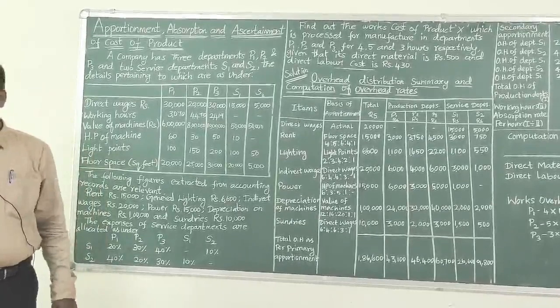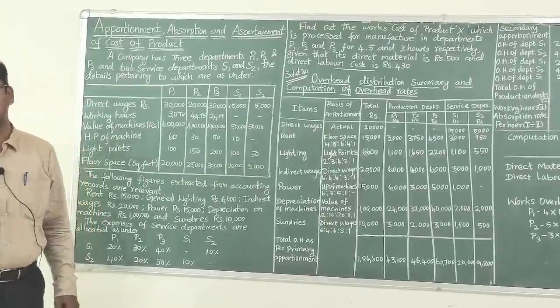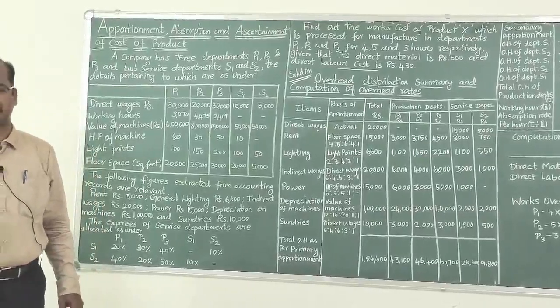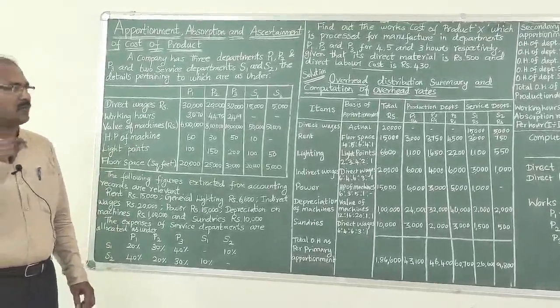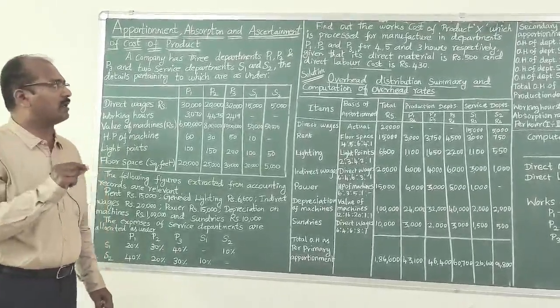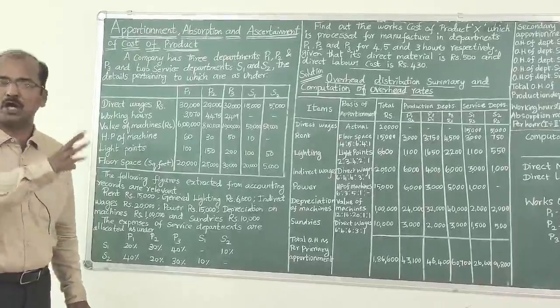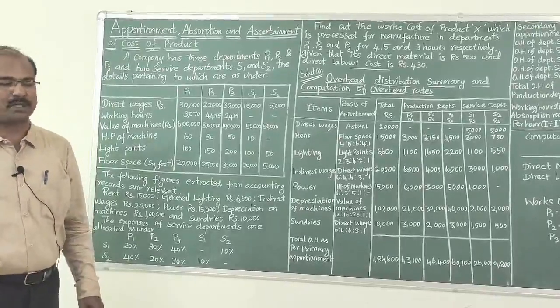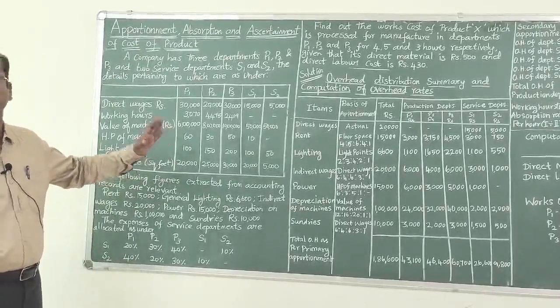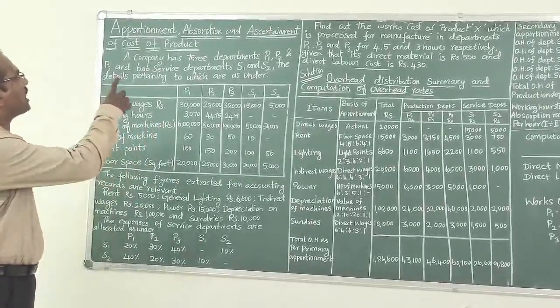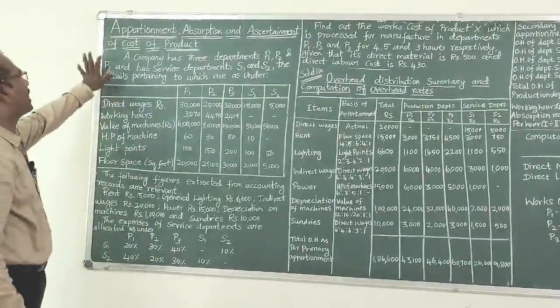After completing the repeated distribution of service department overheads to the production departments, we will make an attempt to calculate the cost of a given job. That's the final part of the solution. Now let's get into the details of the problem. Apportionment, absorption and ascertainment of cost of product.